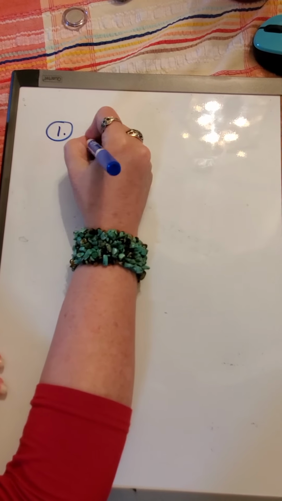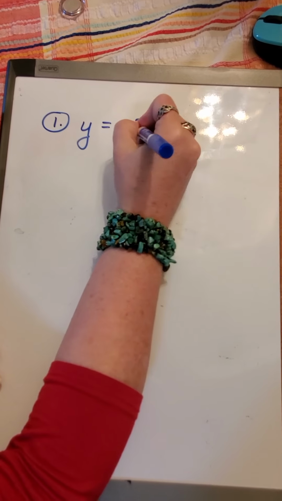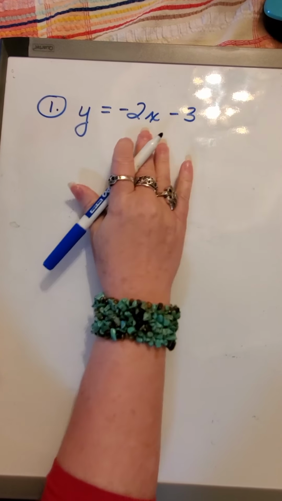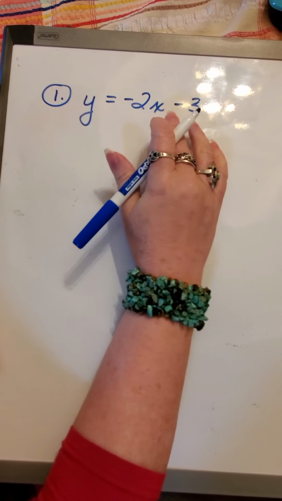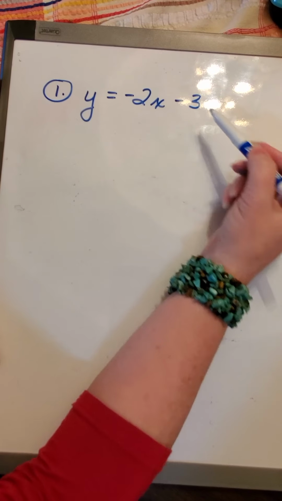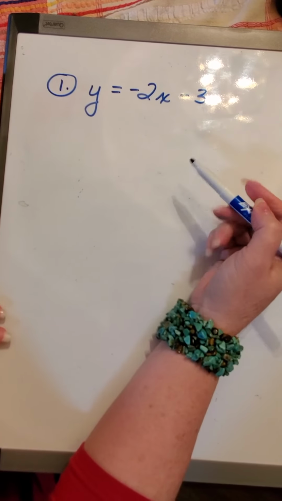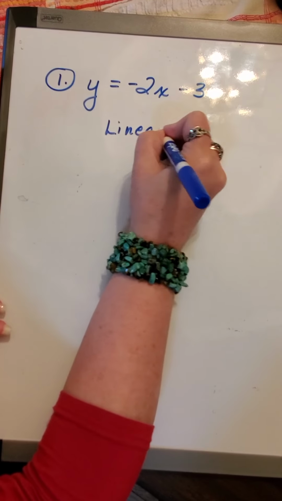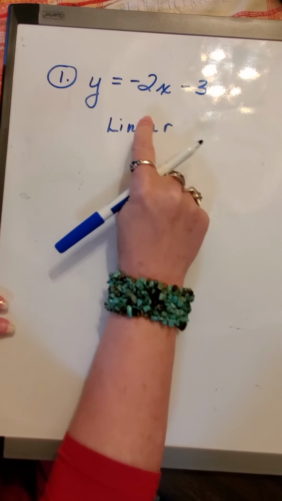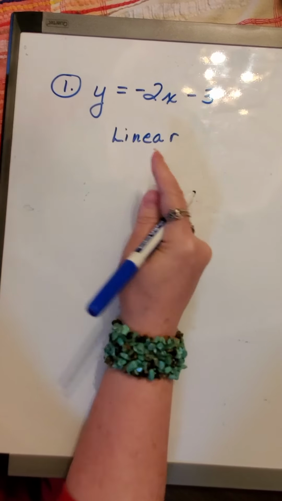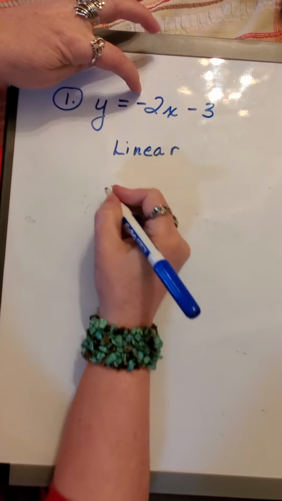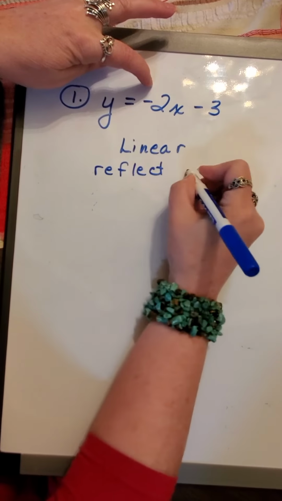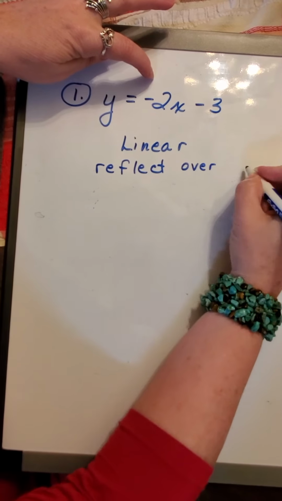Okay, number 1, we have y equals negative 2x minus 3. Now, the basic parent function here, because x is raised to the first power, and we understand that if there's not an exponent written there, so this basic function is linear. Okay, so there's 3 transformations taking place. This negative causes it to reflect over x.